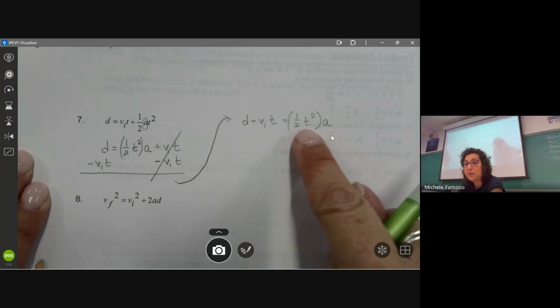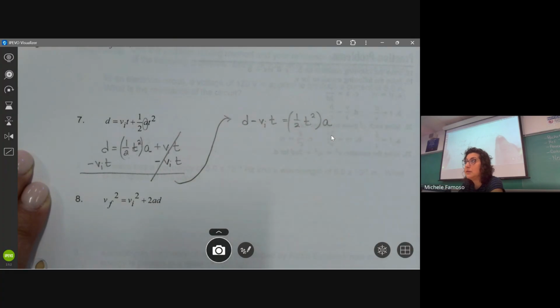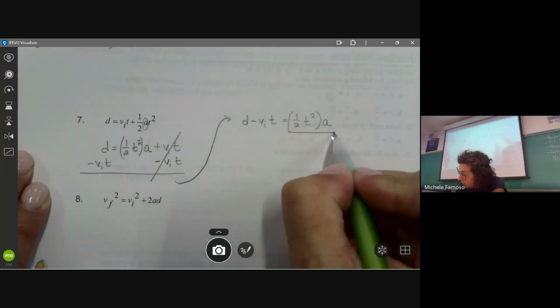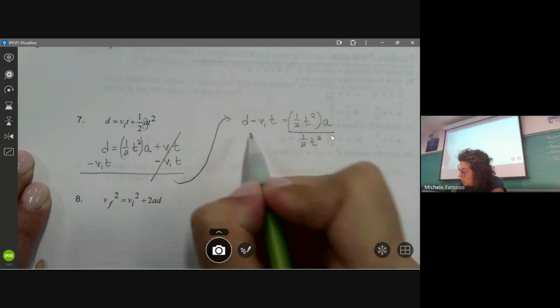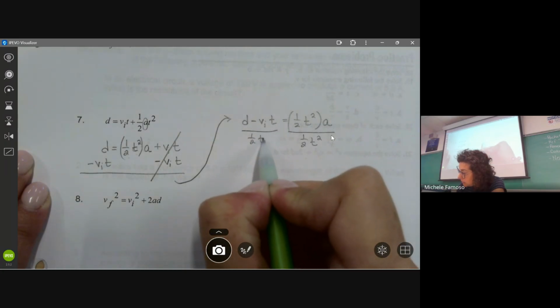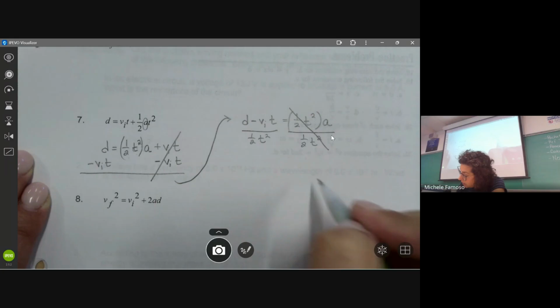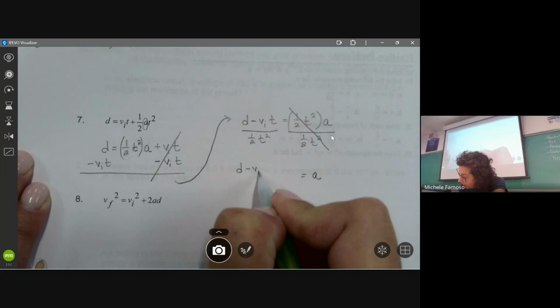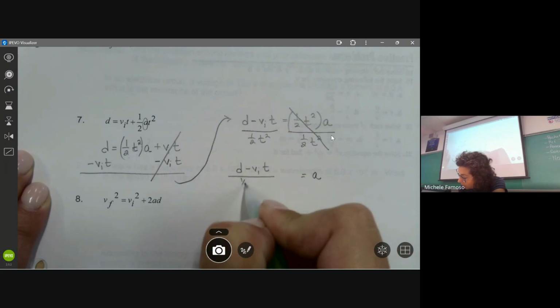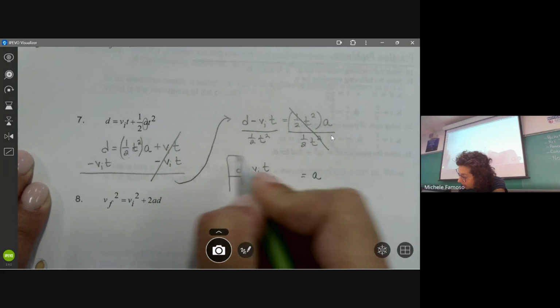What's happening between this and the a? So what's the opposite of that? Divide. And we divide by both things at the same time. They're grouped. So we divide by 1/2 t squared. So a would equal d minus VIT over 1/2 t squared. And we leave it like that.